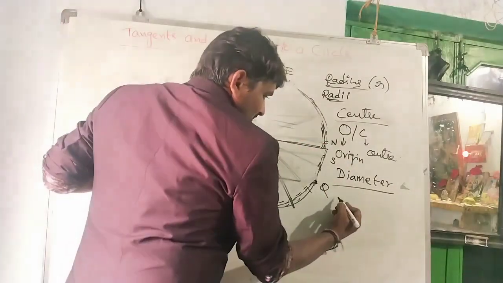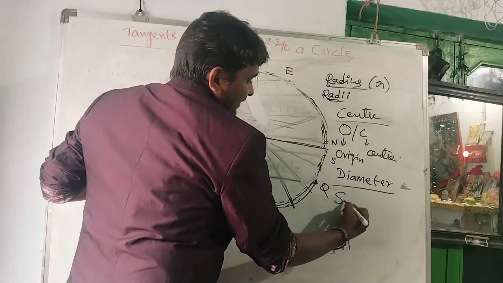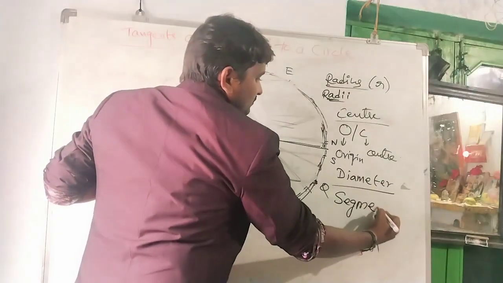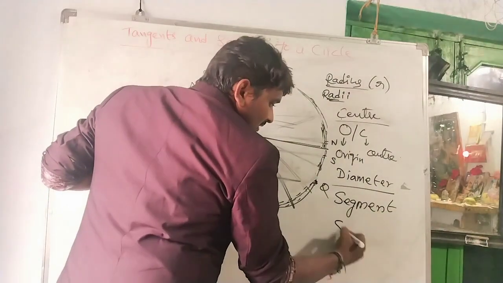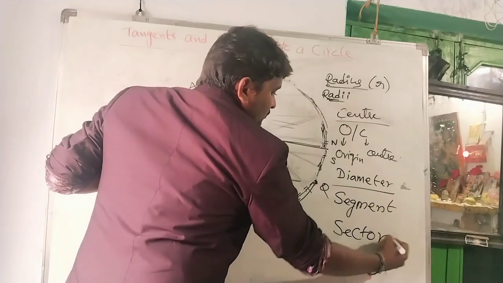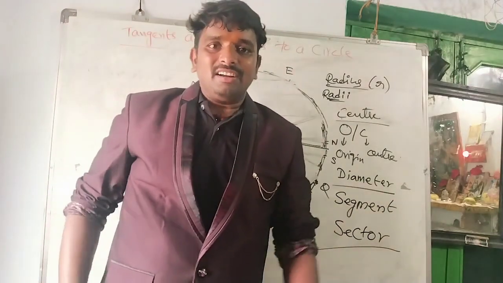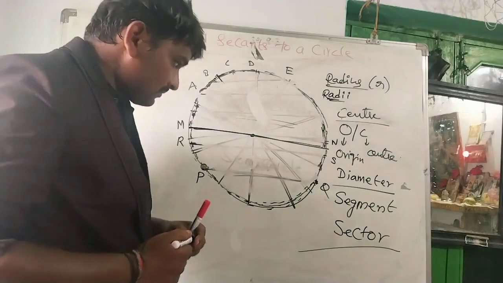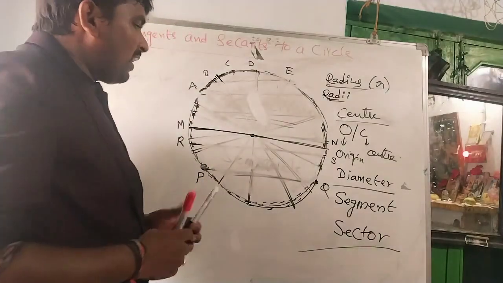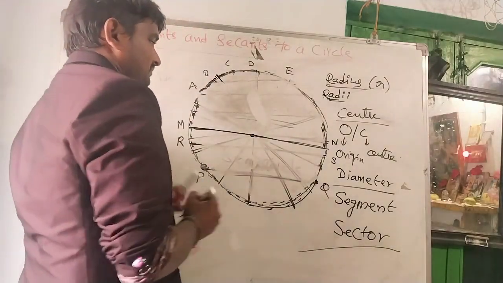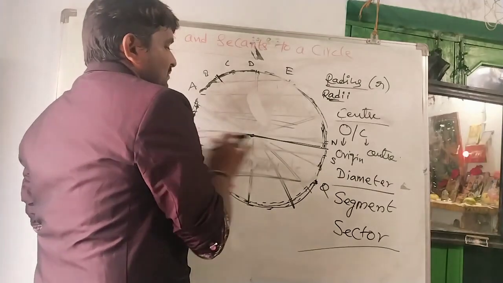Next, segment and sector. We have only two definitions. If we learn these two definitions, then the circle definitions will be over. Okay, what is a segment? Very simple.